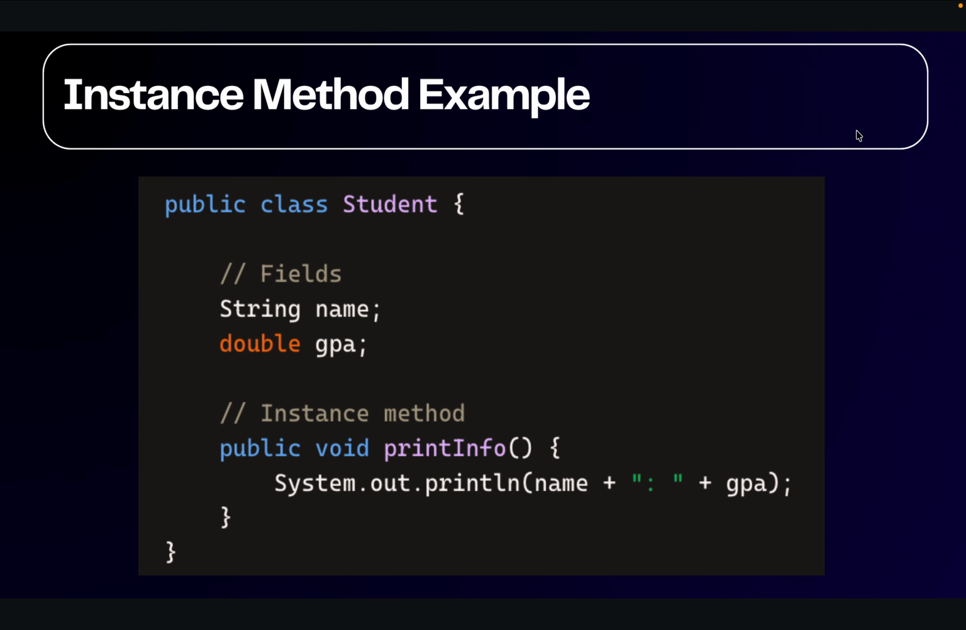Now, here's an example of an instance method. If you take a look, this class has one method and it's called print info. And from that method name, we can tell that we're going to be printing some info out. And in the method, we're printing the name and the GPA of the student. So basically, an instance method is allowing us to work with our fields or our data of the student class as it is pulling in those fields directly to print them out to the user.